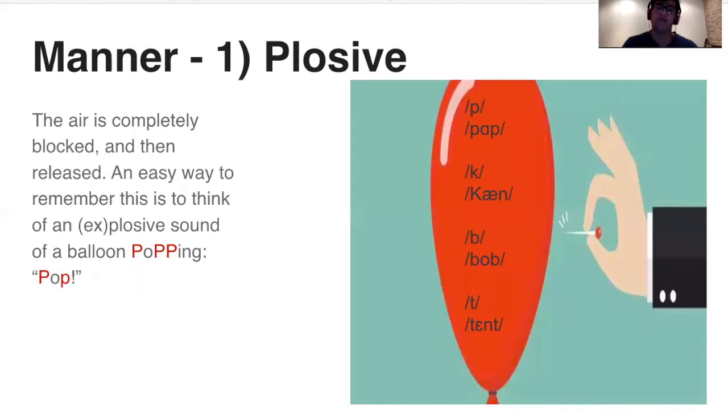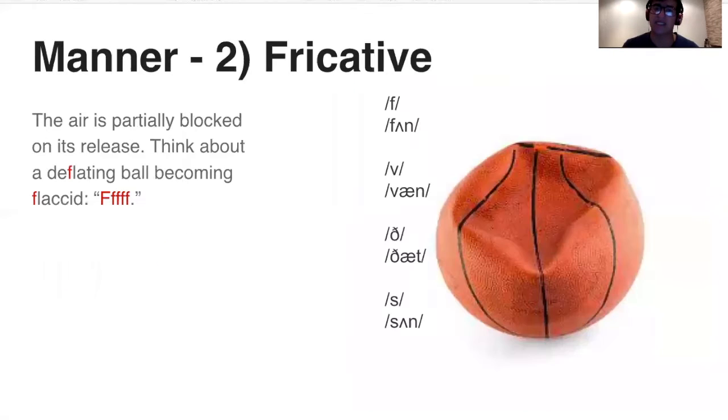Now, the first one, which is the plosive manner, is when the air is completely blocked and then it is released. An easy way to remember this is to think about a balloon popping because of the sound that it makes. The sound is completely blocked and then released, like in pop, in can, in bob, and in tent.